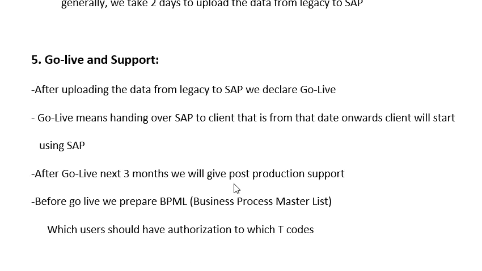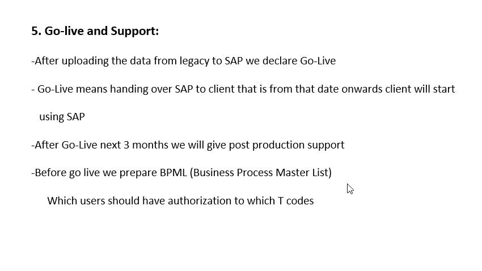The final phase in the implementation is go live and support. After uploading the data from legacy to SAP, the consultant, meaning the implementation partner, will declare go live. Go live means handing over SAP to the client. From that date onwards, the client will start using SAP. After go live, the next 3 months will be the post production support.